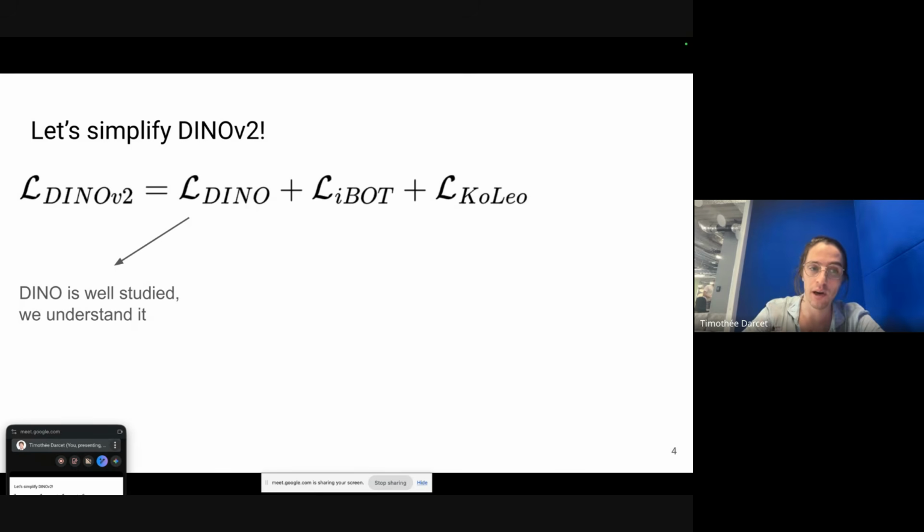It's been there for a while. It's well studied in a sense. Like a lot of people have used it, and we kind of understand what it's supposed to do. In a sort of contrastive learning sort of way, we have an idea of how to interpret it.